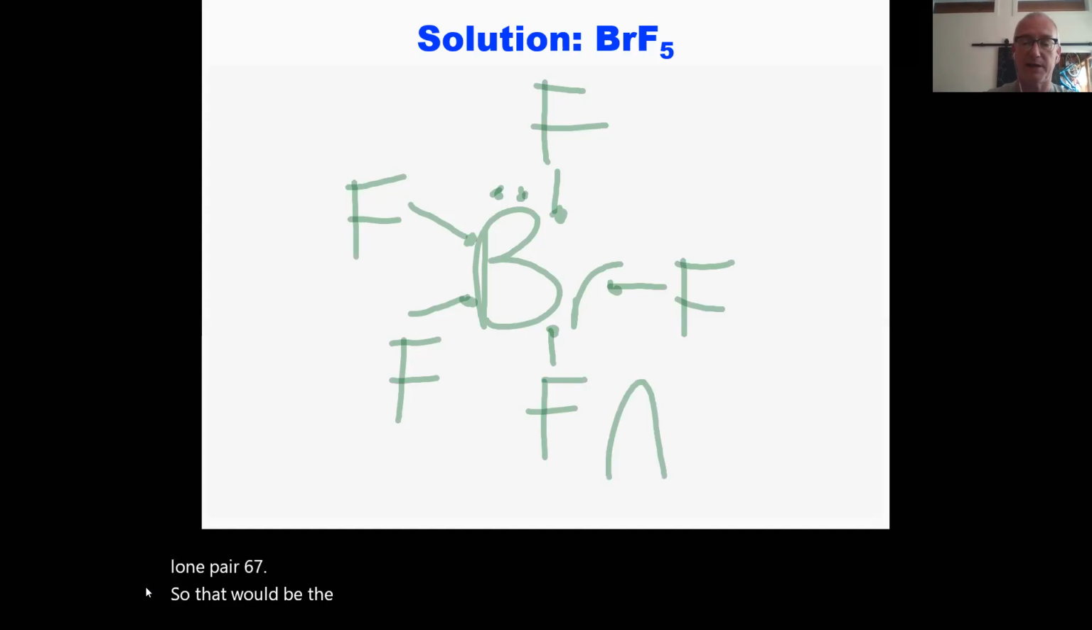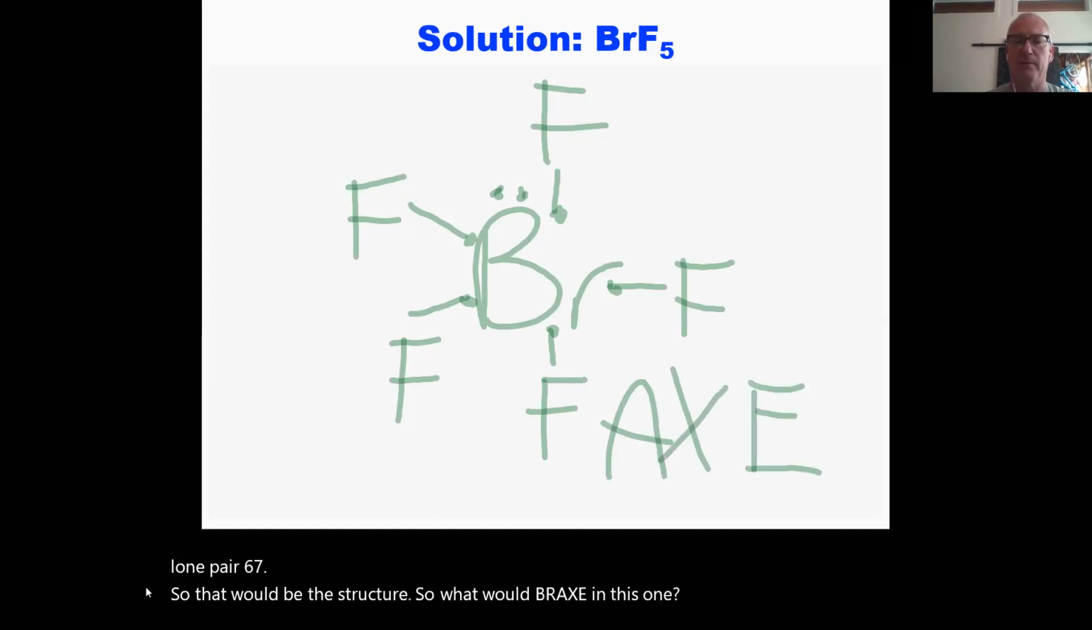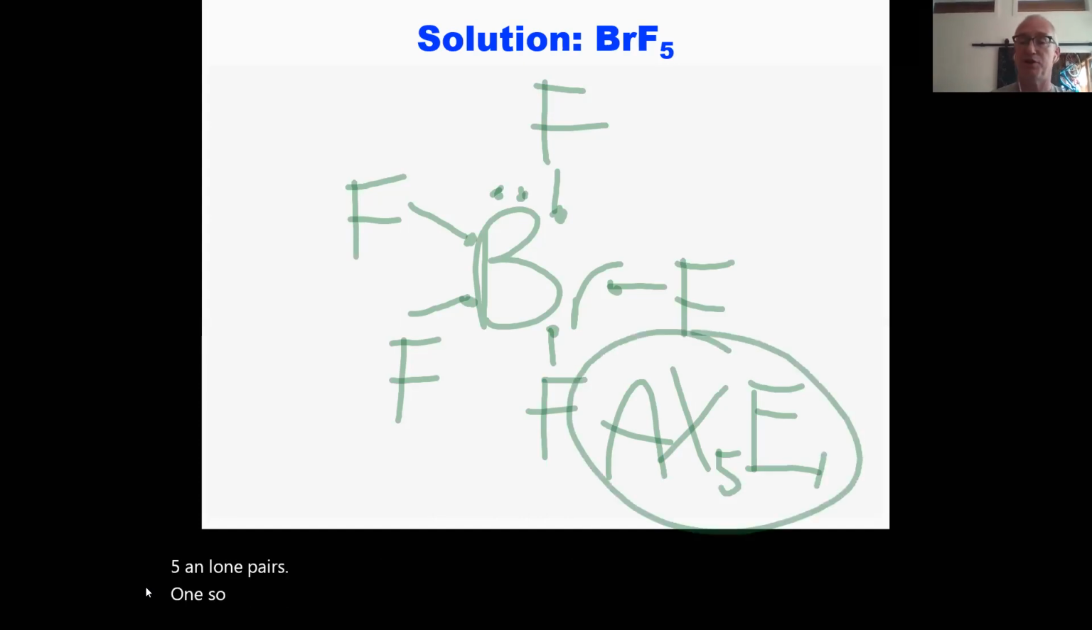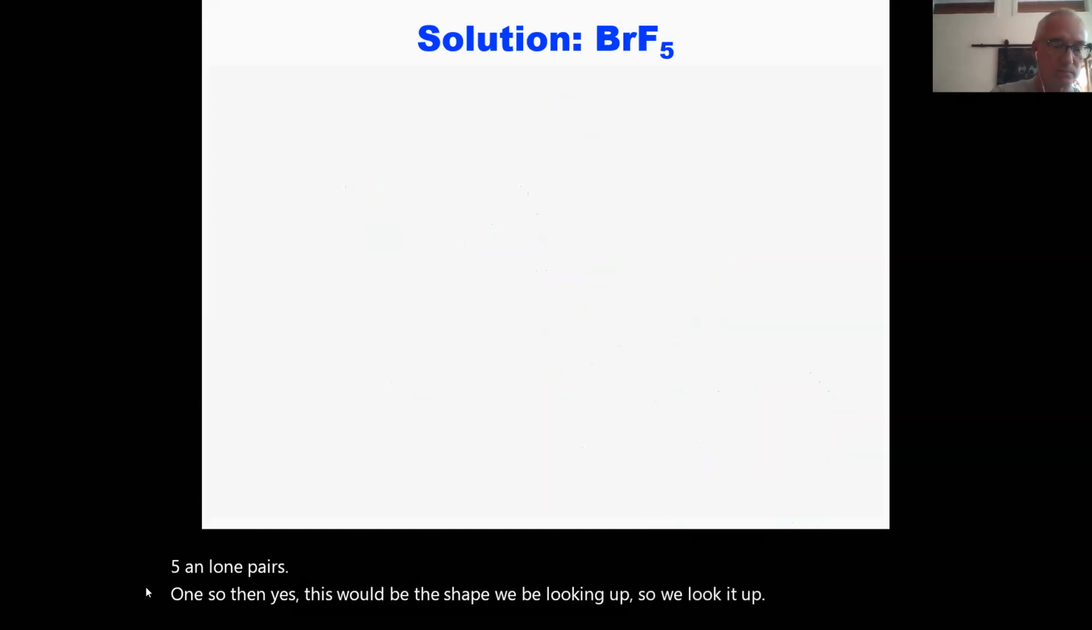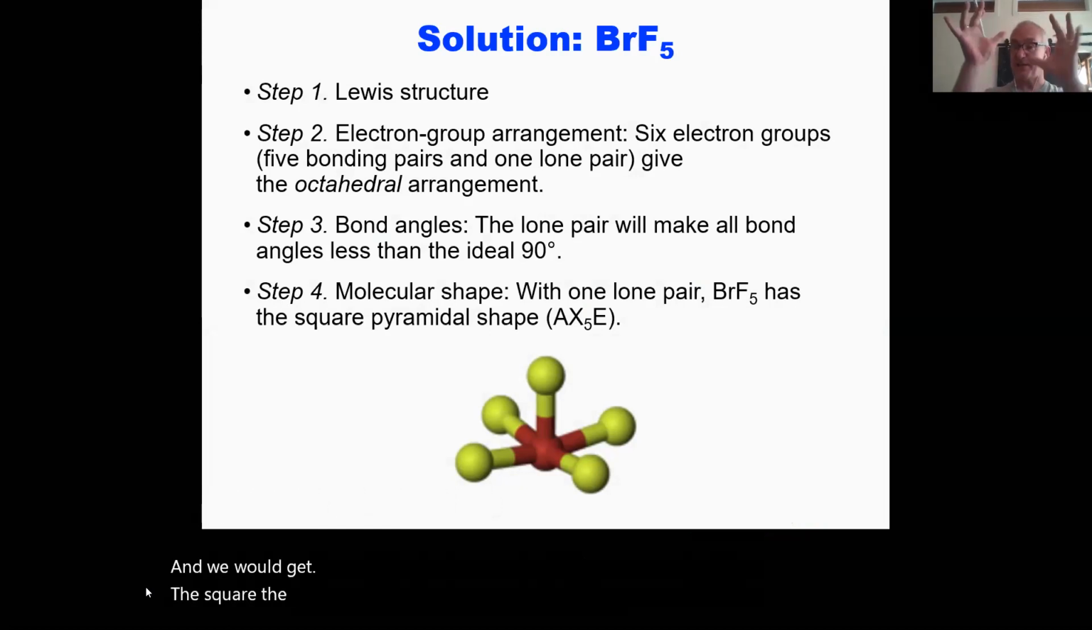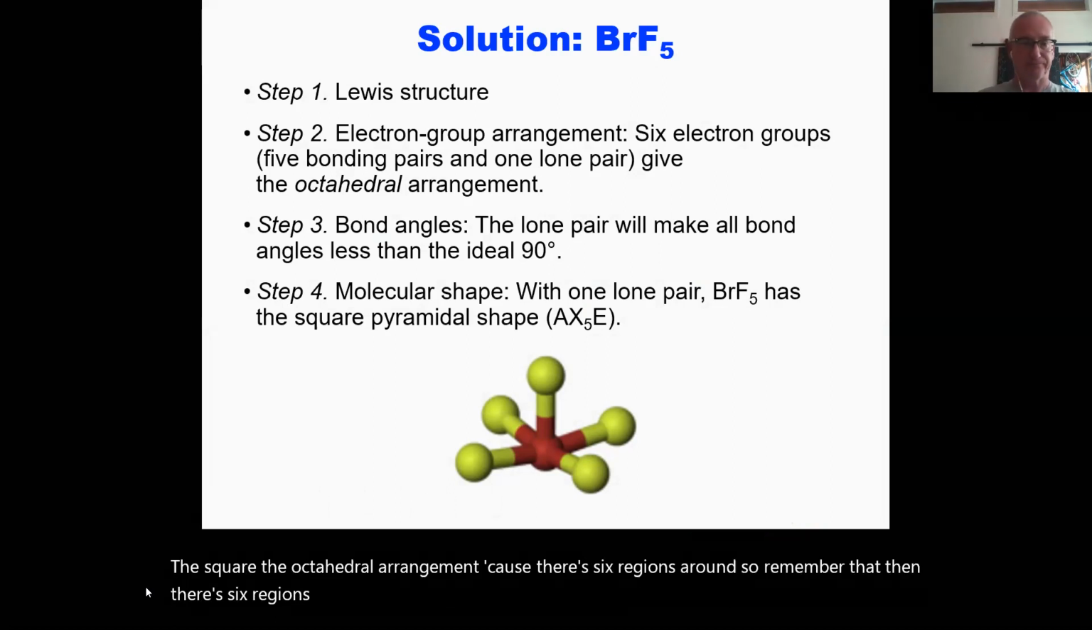So what would be our AXE in this one? How many areas of electrons in bonds are around bromine? 5. And lone pairs? 1. So then, yeah, this would be the shape we'd be looking up. So we'd look it up, and we would get the octahedral arrangement, because there's 6 regions around. So remember, when there's 6 regions around, it's octahedral.